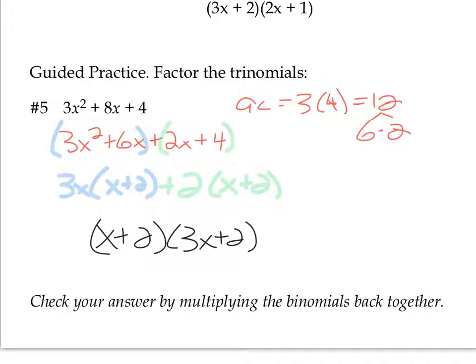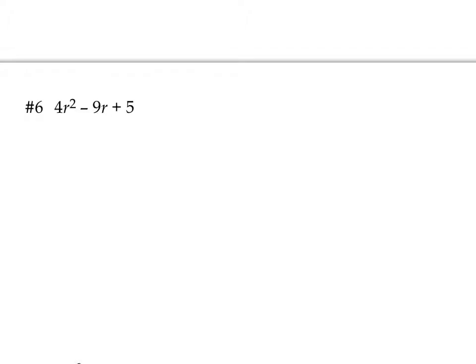And you could check with swings, you could FOIL it all the way back out. It's important right here to check your answer by multiplying the binomials back together. Right? FOIL this out, or at least do the check with swings and make sure you're getting part of the answer right and that middle term working out correctly. Okay? It wouldn't be that hard to just FOIL the whole thing and make sure you're on the right track. And it'd be worth the time.